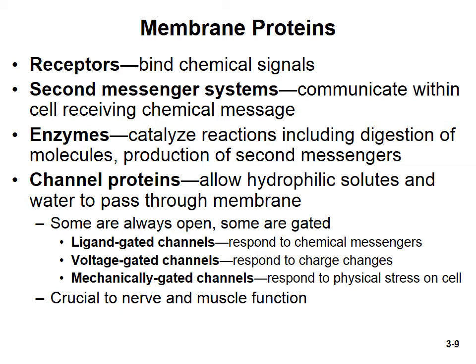But anyway, the bottom line is when you have a first messenger, it's going to interact with the second messenger and carry out any necessary steps or activities inside of your cell. So the second messenger communicates within your cell, receiving chemical messages from those chemicals or hormones or neurotransmitters that we're going to talk about a little bit later this semester.